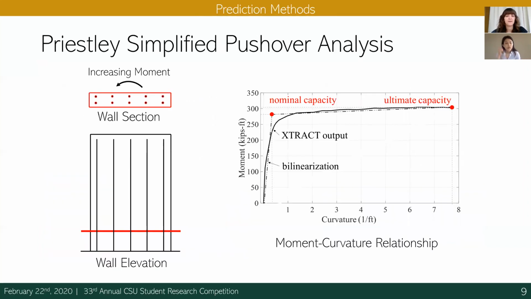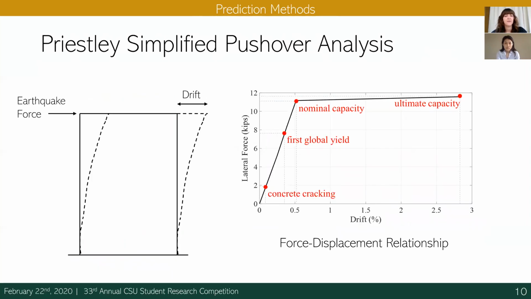The first prediction method we pursued is called the Priestley simplified pushover analysis. A cross-section cut of the wall is analyzed under an increasing moment load to characterize the behavior of the wall. The curvature or rotation of the wall can be plotted against the moment capacity. From the moment curvature analysis, we were able to relate the rotation of the wall to the drift or displacement of the wall and find the corresponding force that would lead to the failure. The force displacement plot on the right is commonly referred to as a pushover plot and is used by engineers to evaluate the behavior of a wall.